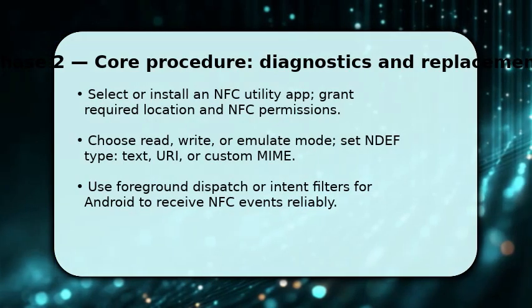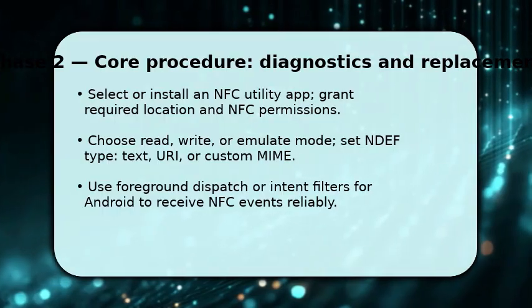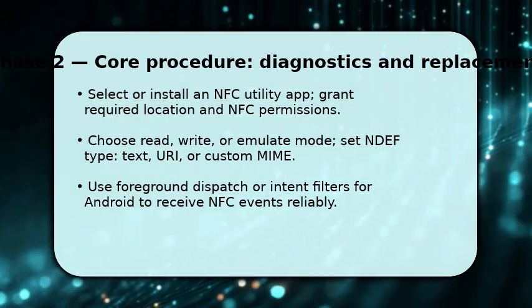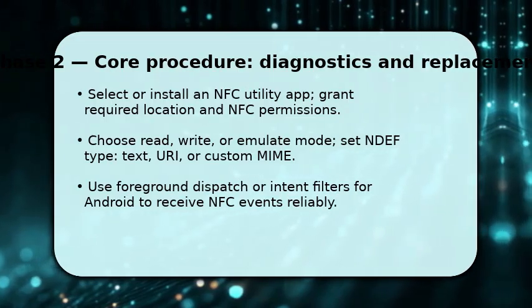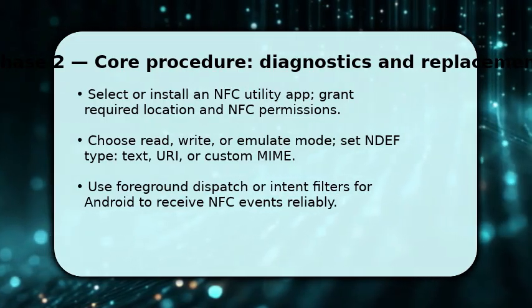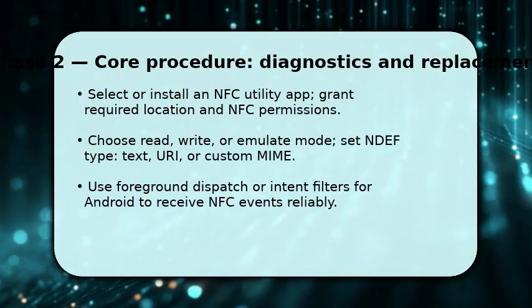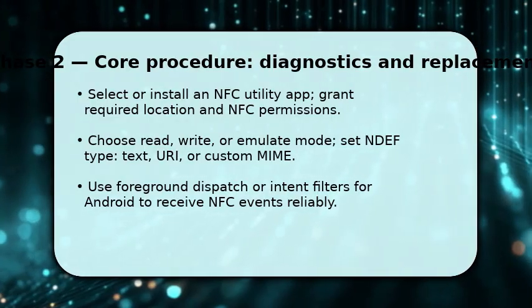Now configure how you will use NFC: reading, writing, or emulation. Install a trusted NFC utility, then grant NFC and any requested permissions. Permissions prevent silent failures. Choose the NDEF record type: text, URI, or custom MIME, because the format determines how a target interprets data.